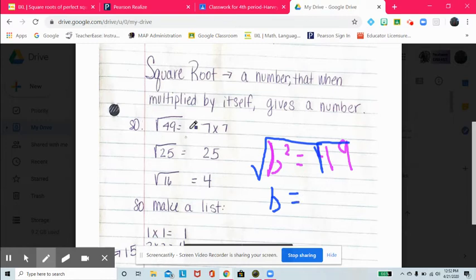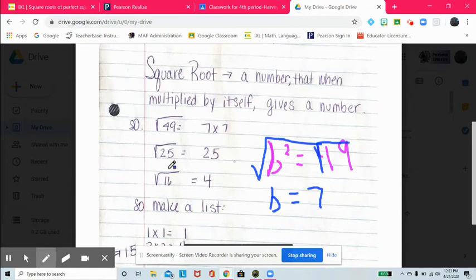But then this is the funny thing right here. What is the square root of 49? So you're kind of undoing what we did up above. So what number times itself equals 49? Well, then your answer would be 7 because 7 times 7 is 49. So when you're undoing a square, you take the square root.